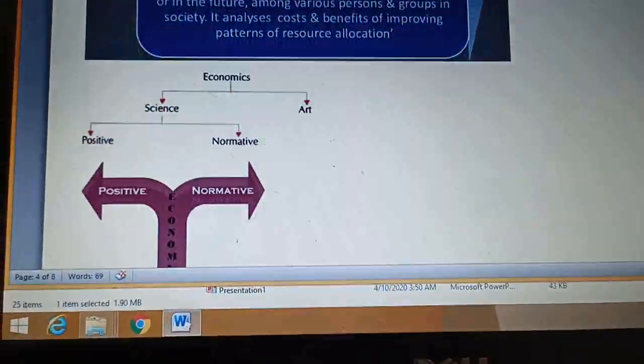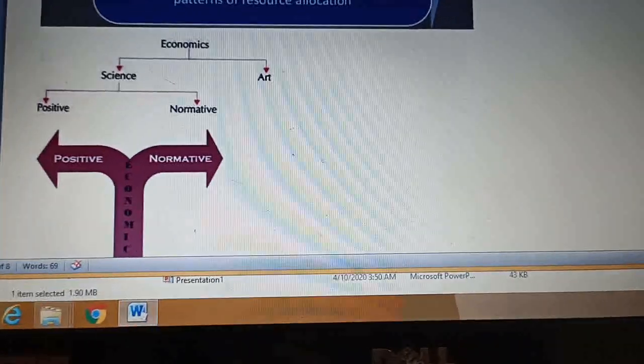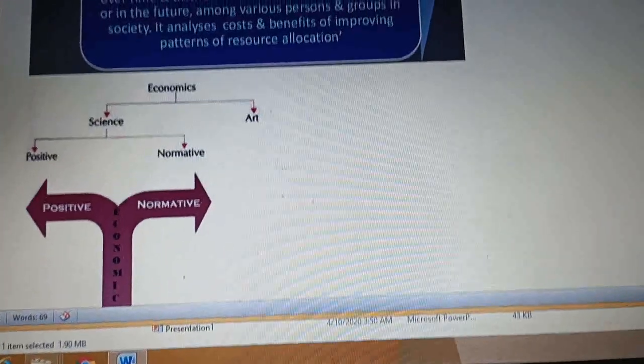And then, is economics a science or an art? Economics is a science as well as an art. Why is it called a science? The question is, is economics a science or an art? Basically, science can be divided into two. One is natural science, and another one is social science. Natural sciences like physics, biology, chemistry, where experiments can be conducted in the laboratory under controlled conditions. Relationships can be decided between cause and effect.